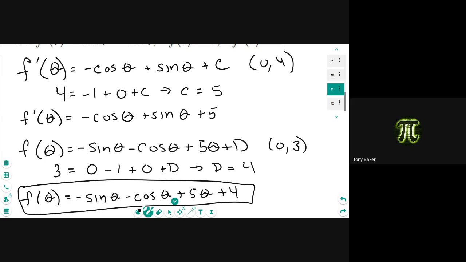Negative sign. So if you ignore the negative sign, what's the antiderivative of cosine? It's just sine. You're going the other direction. So the negative sign is just -1, which stays in front of it.